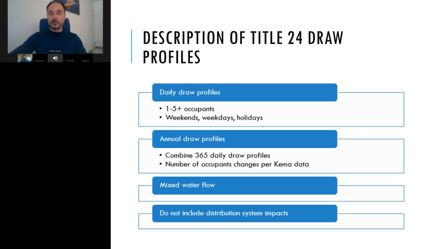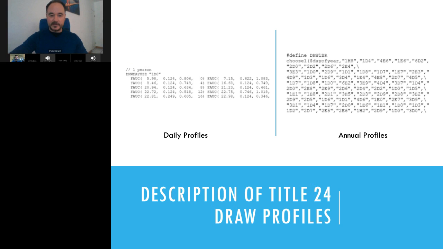So then these draw profiles do represent mixed water flow, not hot water flow, and they do not include distribution system impacts. So there have to be some additional calculations beyond the original data set to both identify the hot water flow and to take into account the distribution system impacts. So if you get the actual data set for the Title 24 draw profiles, this is what it looks like. You get a big text file, and it's split into 2 sections. One is describing daily profiles, and the other is describing annual profiles. And I've got an example of each here on the slide.